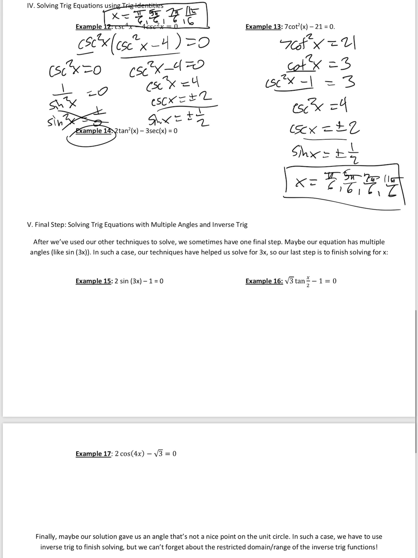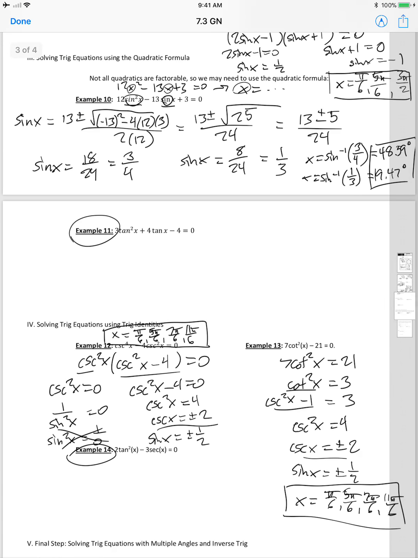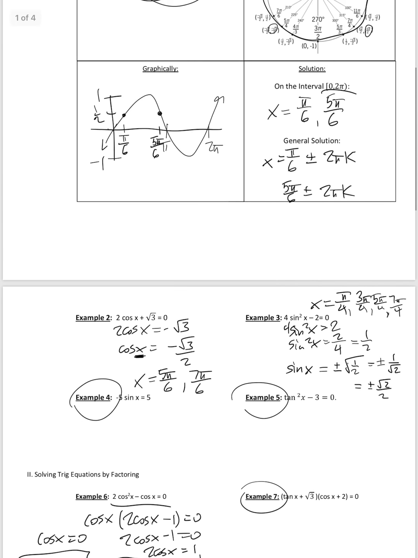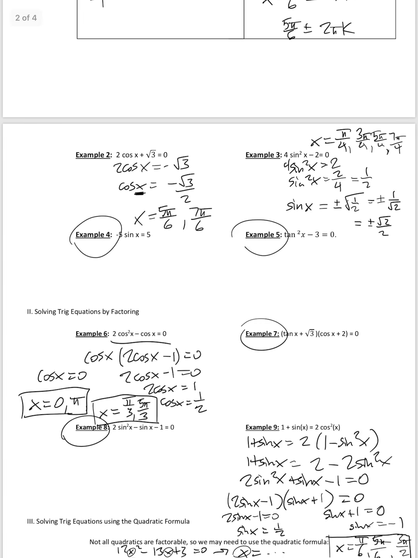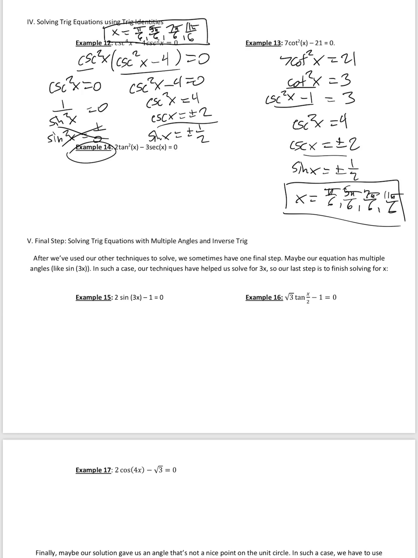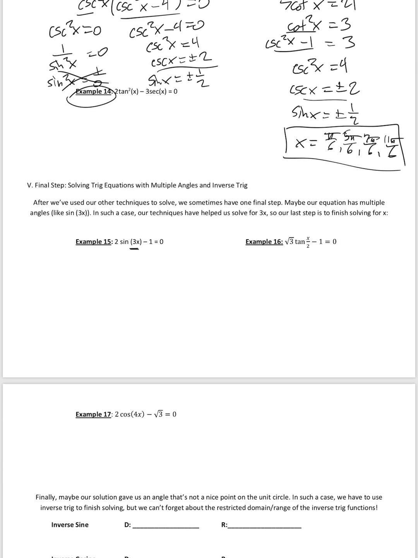Now, our last technique that we're going to talk about, basically those are the main ways you're ever going to use to solve these equations. You're going to use algebra. You could graph if you really want to. Algebra, graphing, factoring, quadratic formula, and using trig identities. But sometimes, if you look at example 15, we see something inside the functions that is not just an x, okay? So after we use all of our other techniques to isolate that trig function, sometimes there's one last step that we need to do at the very end.